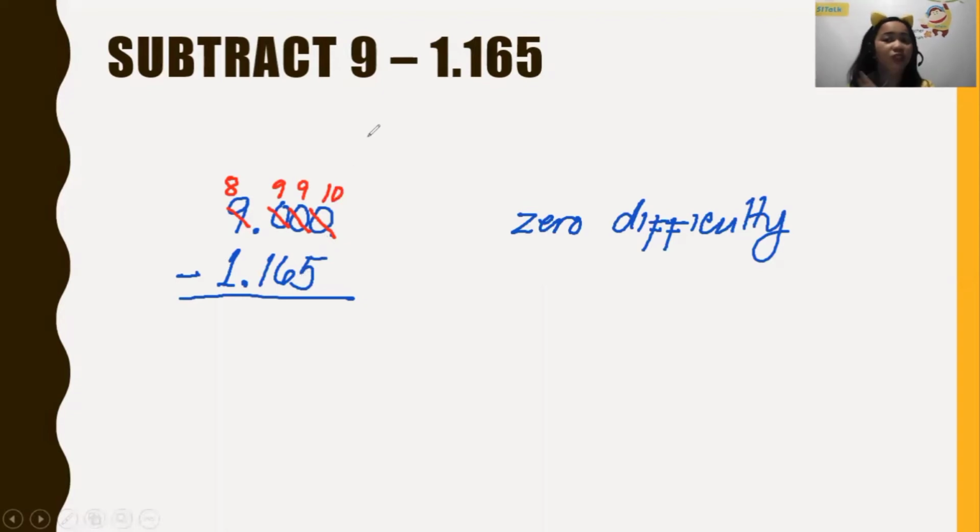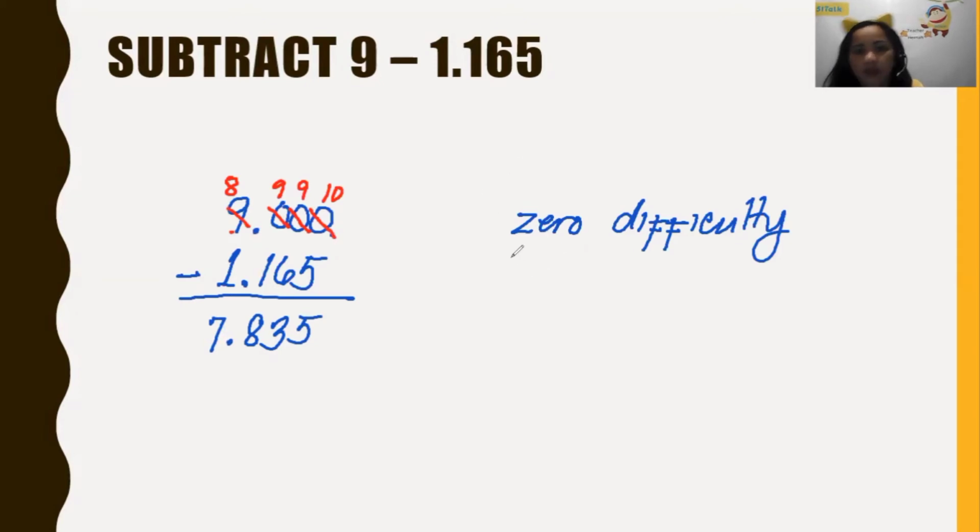Remember, when there are consecutive 0s, only the last 0 becomes 10 and the 0s before it become 9. And the first non-zero digit in the given will be subtracted by 1. Our first non-zero digit, the only one, is 9, so it became 8. That is where we borrowed 1. Alright, now we have 10 minus 5 is 5. 9 minus 6 is 3. 9 minus 1 is 8. And 8 minus 1 is 7. Copy the decimal point. We have 7 and 835 thousandths.